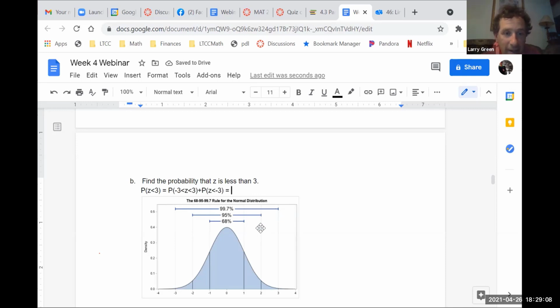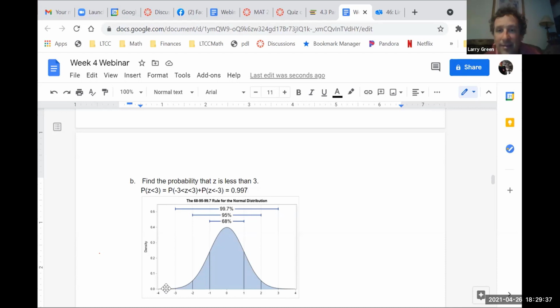So that first part is 99, but it's not 99.7, it's 0.997. Remember, you want to write decimals, especially when you're doing math. When you're doing additions or multiplications and things like that, it's definitely better to use decimals. Okay, then what about the probability that z is less than -3? This part over here. How do we find that?